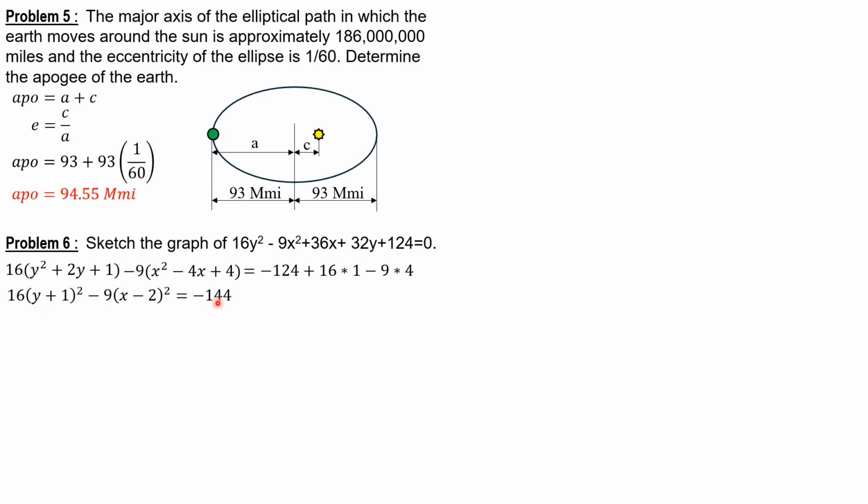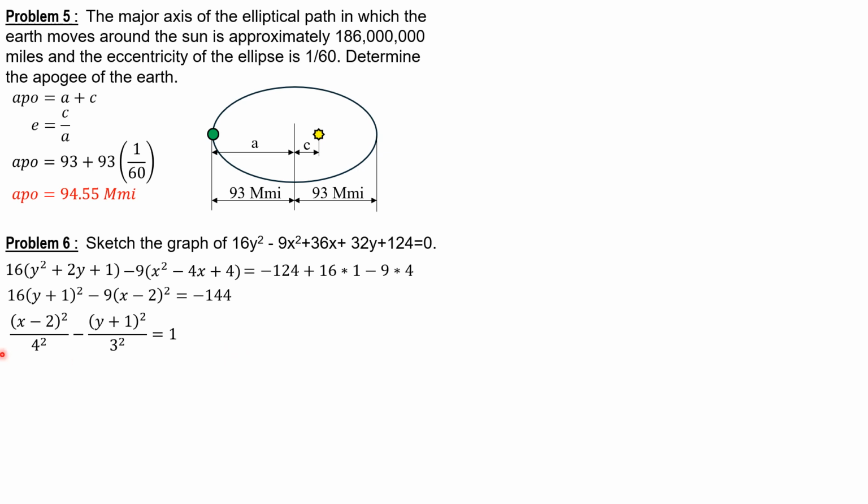We now transform this equation into the standard form of the hyperbola. Since we divide everything by negative 144, the x squared term would be positive. So it is quantity x minus 2 squared over 16, and 16 is 4 squared, minus quantity y plus 1 squared over 9, and 9 is 3 squared, equals 1.